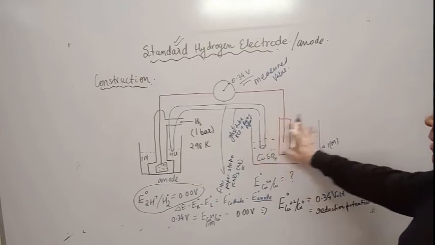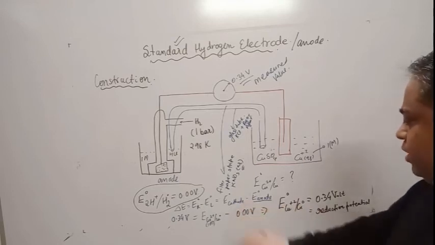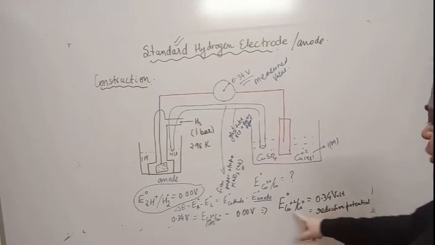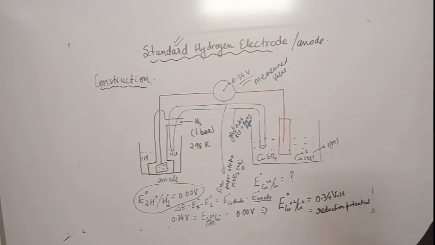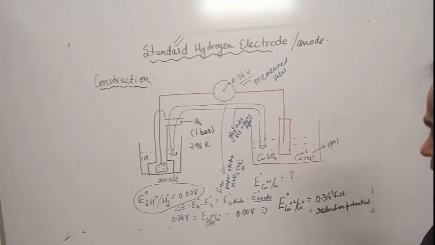Similarly, we can take this setup out, and instead of this setup we can use zinc sulfate and zinc. If we do so, what will happen? The value will change. It will be around minus 0.76 volt, and if we put this value over here, we will get the reduction potential of zinc 2 plus becoming zinc to be equal to minus 0.76 volt. In this way we can find out the electrode potential of a half cell.